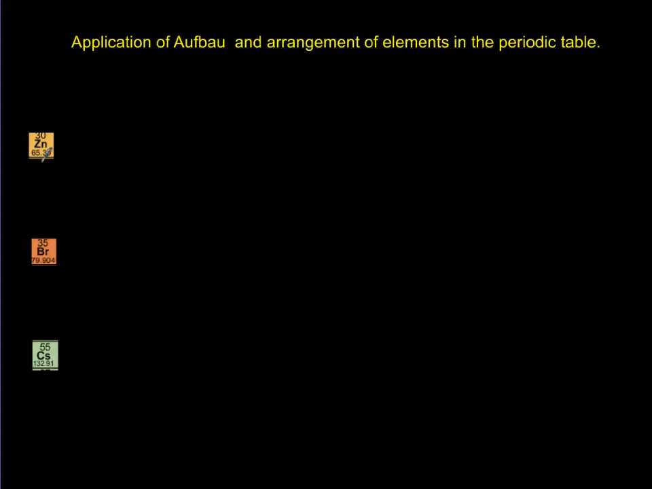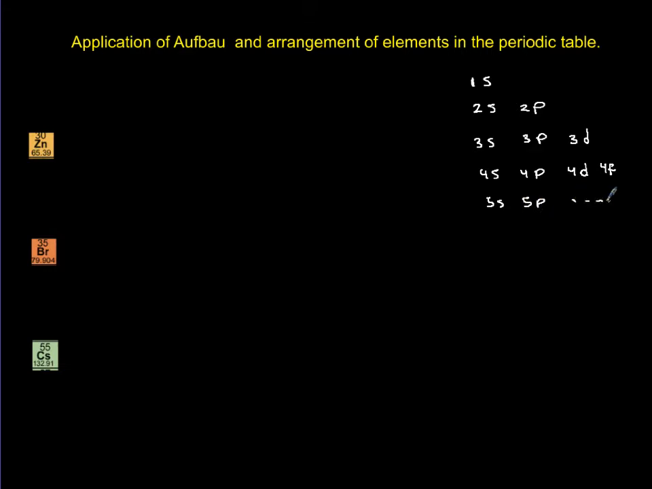Let's build the electron configuration of the following three elements, zinc, bromine, and cesium, and talk about their location on the periodic table. Before I can do the diagonal rule, I'm going to do the order. So I write 1s, second row I put 2s, 2p. The third row I do 3s, 3p, 3d. Then I continue with 4s, 4p, 4d, 4f, and 5s, 5p.